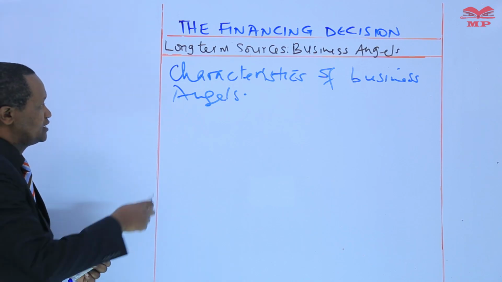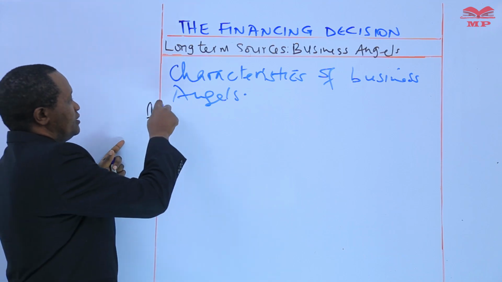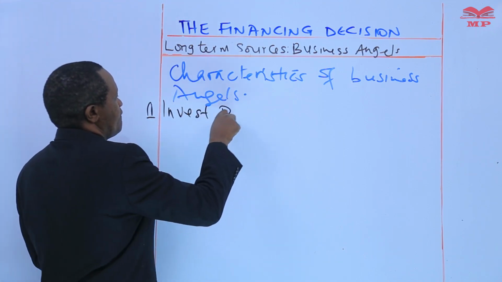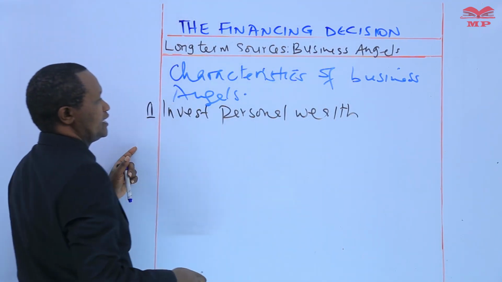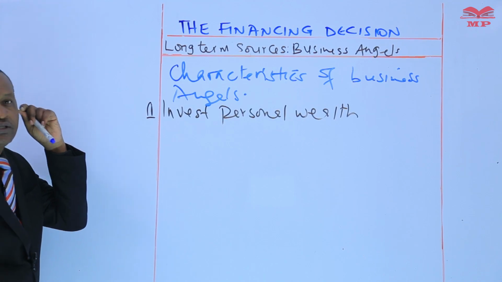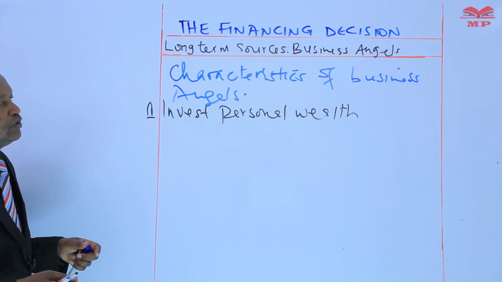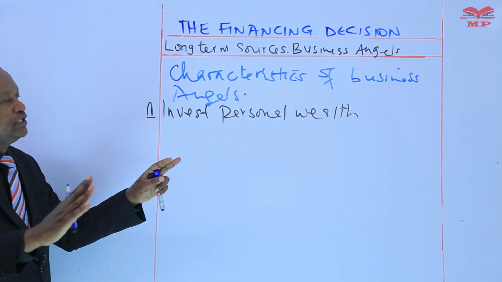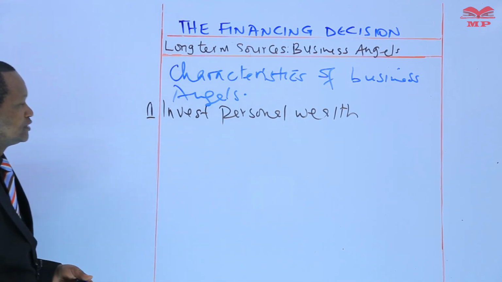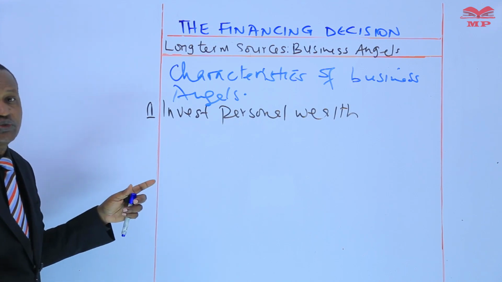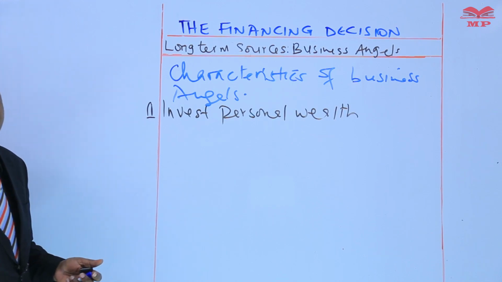The first characteristic is that they invest personal wealth. Unlike venture capitalists who pool together money from different sources to support startups, business angels use their own funds to invest in startups.